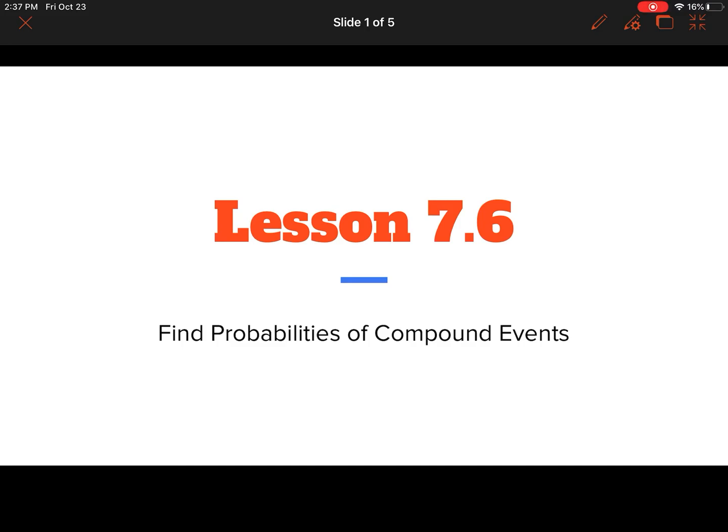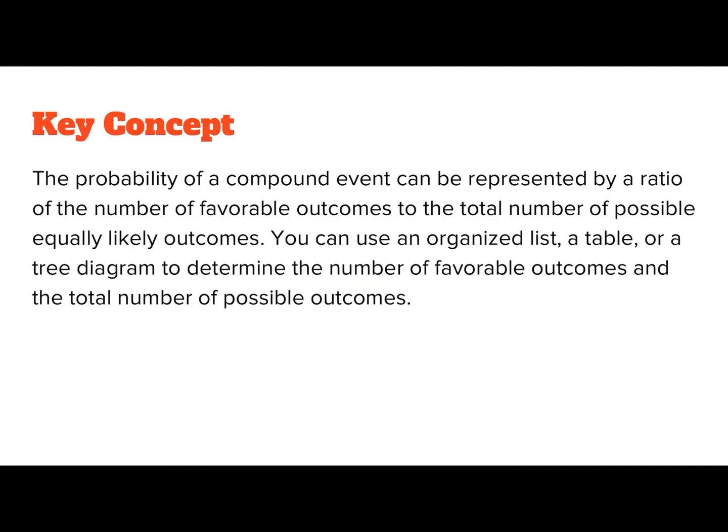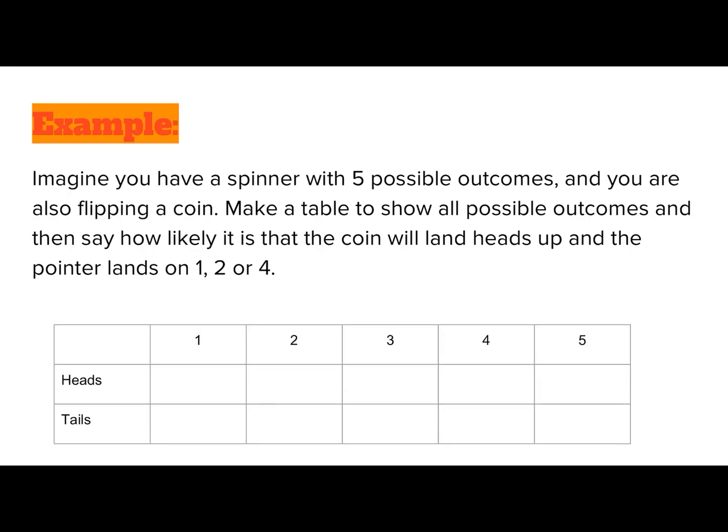Hi class, today we're going over lesson 7.6, finding the probability of compound events. The probability of a compound event can be represented by a ratio of the number of favorable outcomes to the total number of possible or equally likely outcomes. You can use an organized list, a table, or a tree diagram to determine the number of favorable outcomes and total number of possible outcomes. This is very similar to the theoretical probability that we worked with in the past. This is just simply applying it to compound events now.